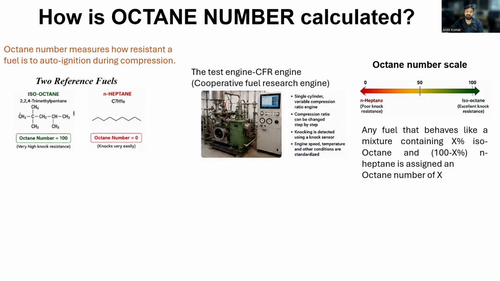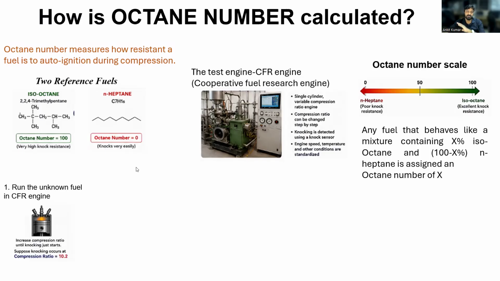So any fuel that behaves as a mixture that contains X% of isooctane and 100 minus X% of N-heptane is assigned an octane number of X. So if it is, let's say, 95% of isooctane and 5% of N-heptane, then that fuel will have 95 octane number, right? So you will see here how this is basically calculated.